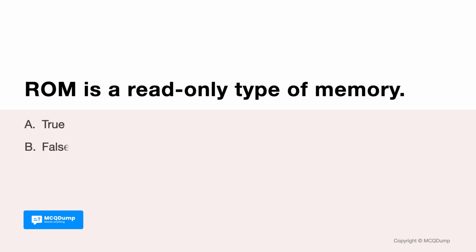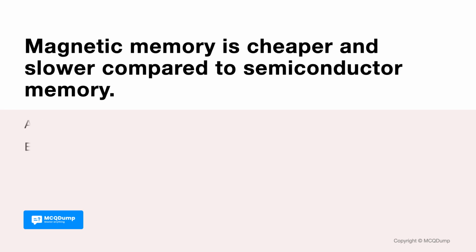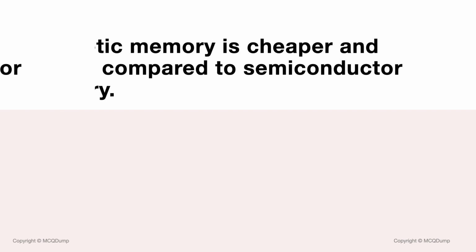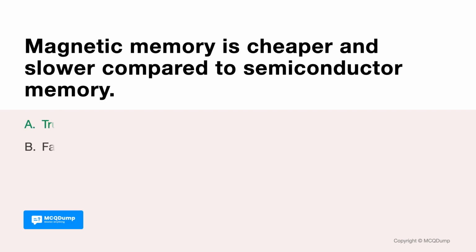ROM is a read-only type of memory. True or false? It's true. ROM is a read-only type of memory. Its contents are decided by the manufacturer and written at the time of manufacture. It is used to distribute firmware. Magnetic memory is cheaper and slower, compared to semiconductor memory. True or false? It is true. Magnetic memory is cheaper and slower, compared to semiconductor memory.